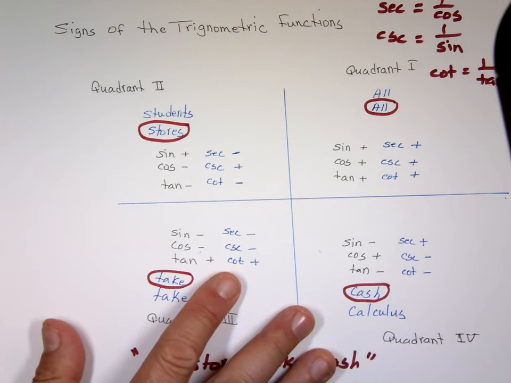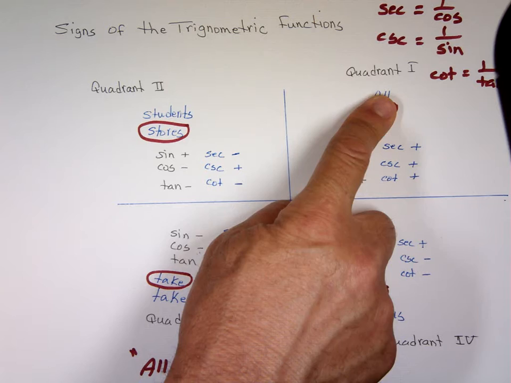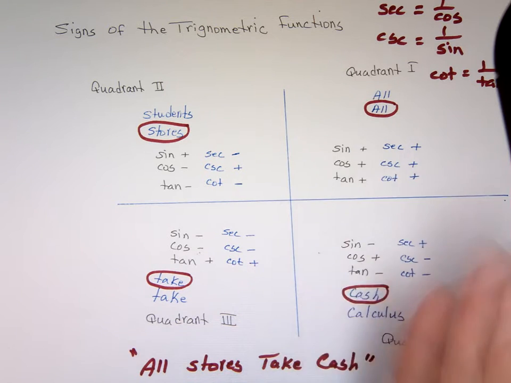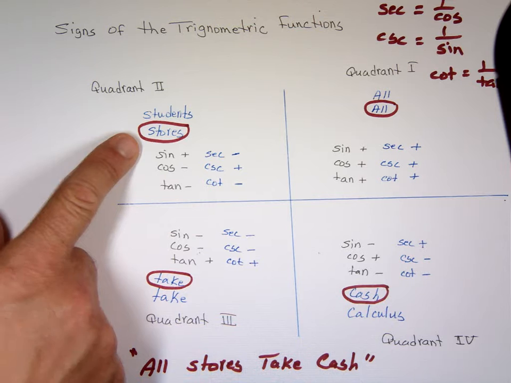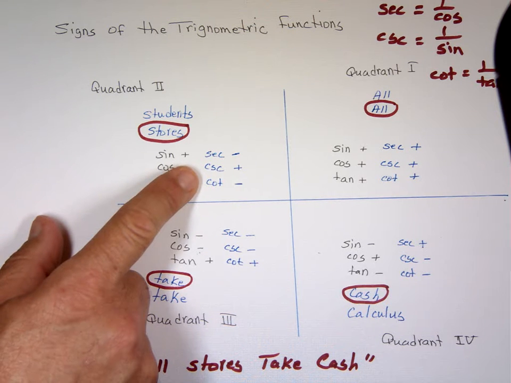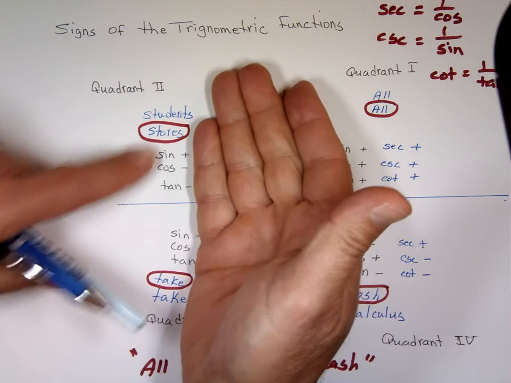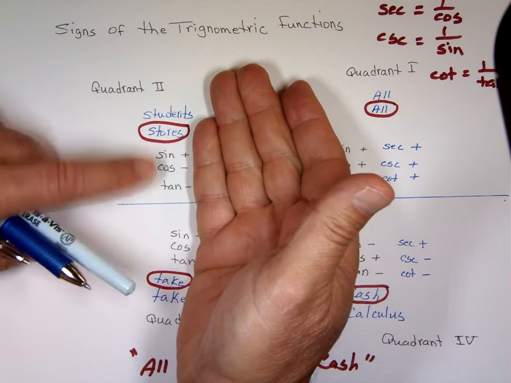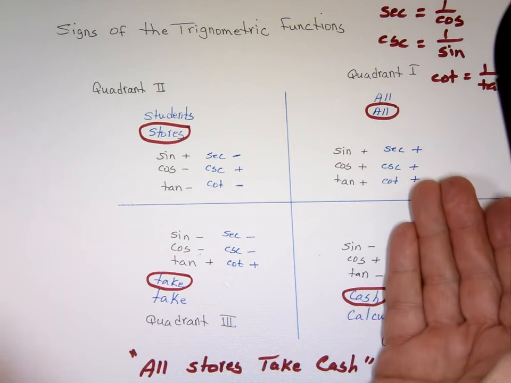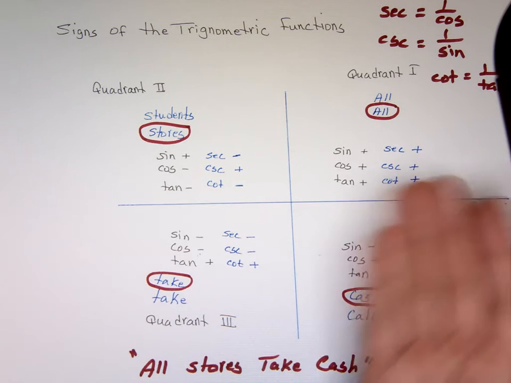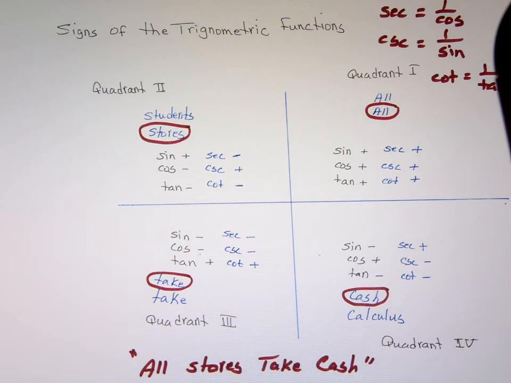So all trig functions are positive here. When I say all, I'm referring to sine, cosine, tangent first. Because now here, you go, well, wait a minute, this begins with C. How can it be negative? I'm talking about the sine, cosine, tangent. Only the sine is positive. Only the tangent is positive. Only the cosine is positive. Once you figure these three, you can figure the other three.